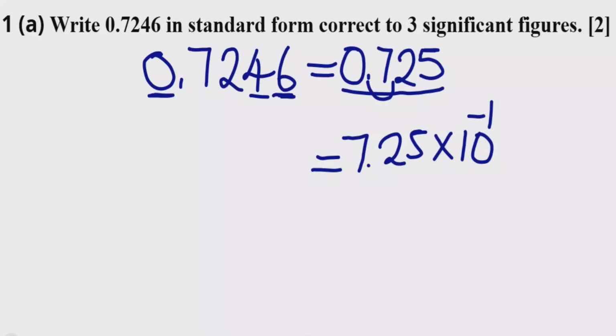Now this is the number I've written in standard form, correct to 3 significant figures. So our answer is 7.25 times 10 raised to the power of -1. If you have got questions, you can ask in the comment section. Otherwise, that's how you write that number into standard form correct to 3 significant figures.